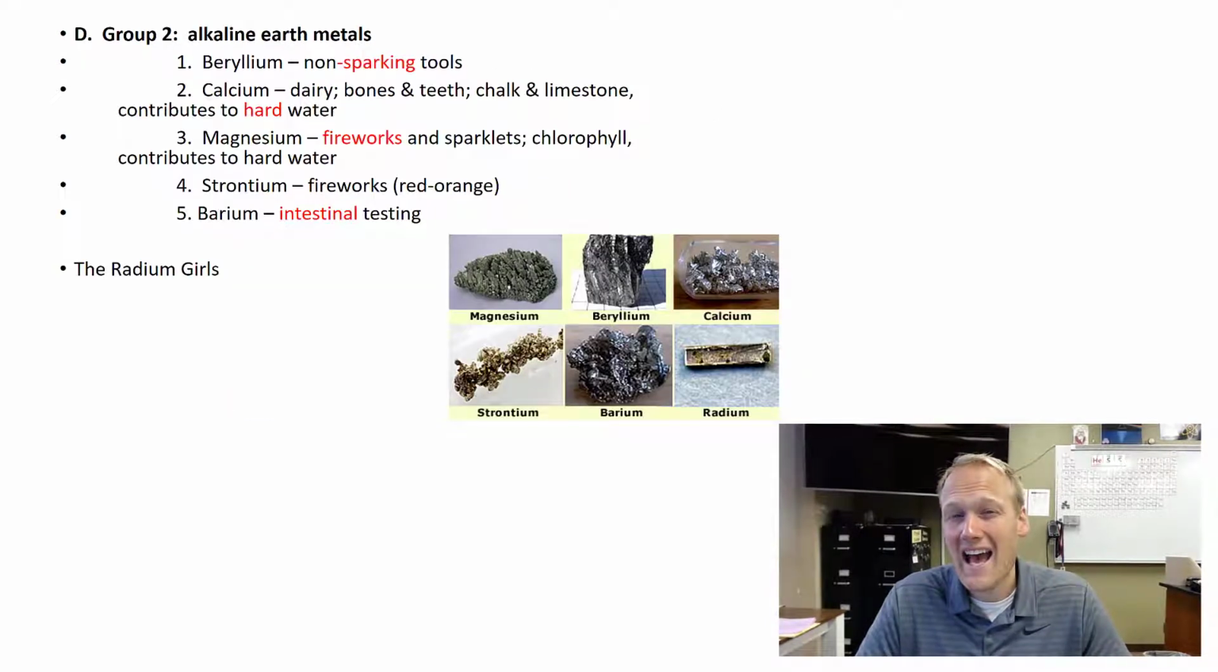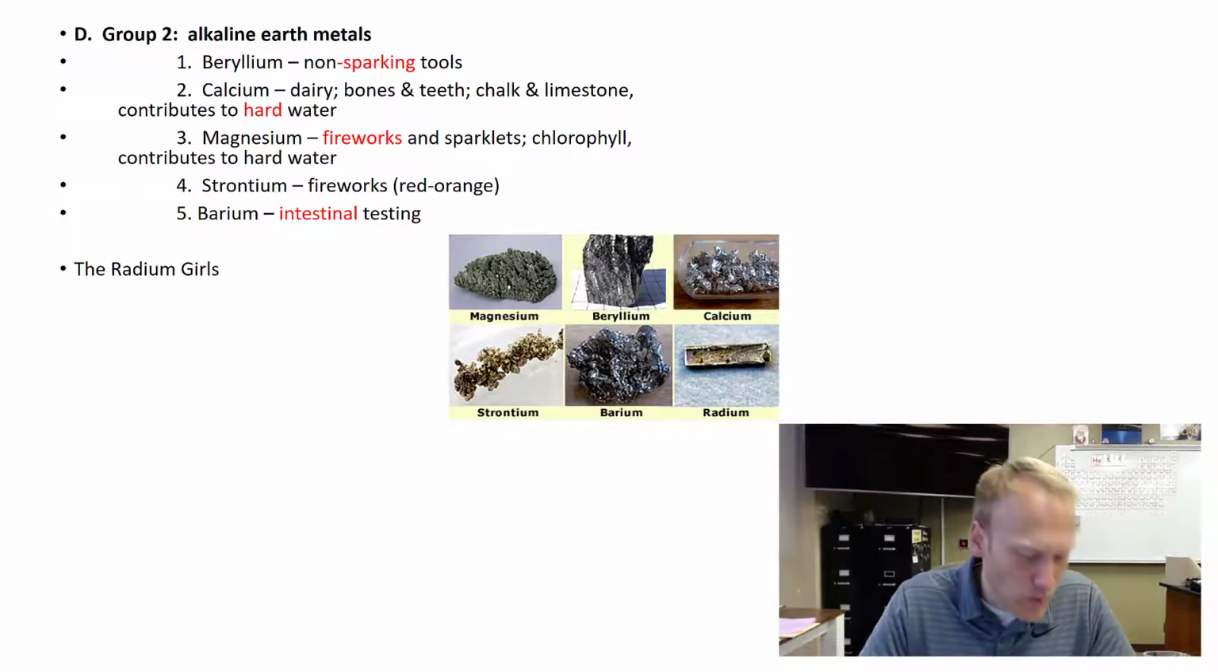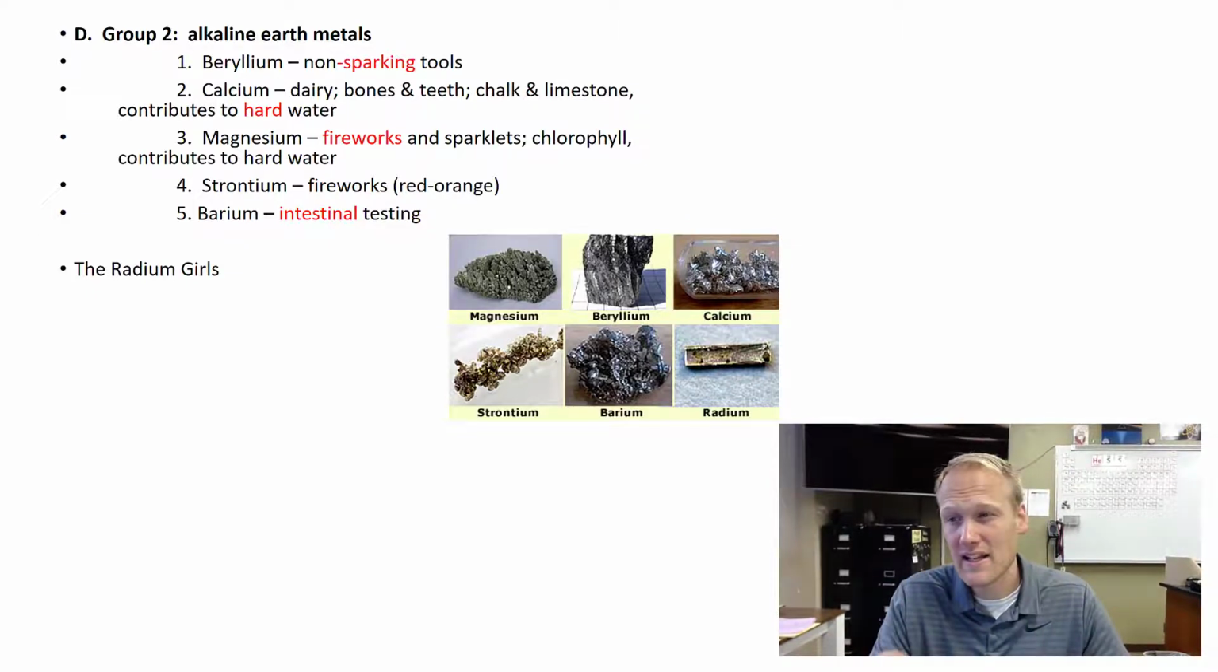Group 2 is known as the alkaline earth metals, so that can be confusing. Group 1, alkali metals. Group 2, alkaline earth metals. We have beryllium and calcium, magnesium. Magnesium and strontium can show up in fireworks because they burn very bright and they also burn in color. Strontium typically has a red-orange color, which is very common in fireworks.